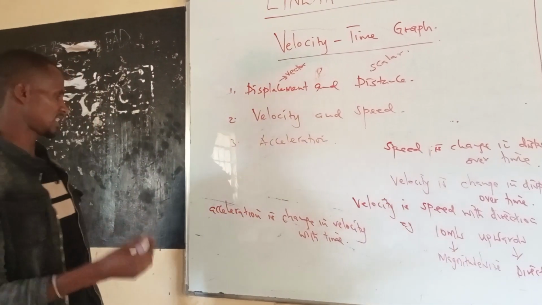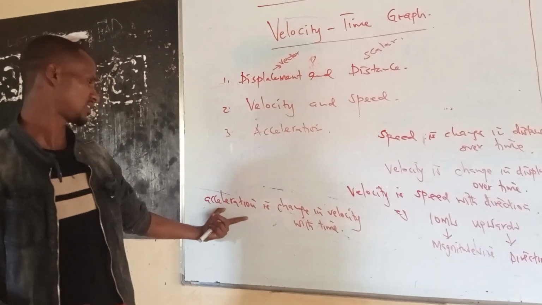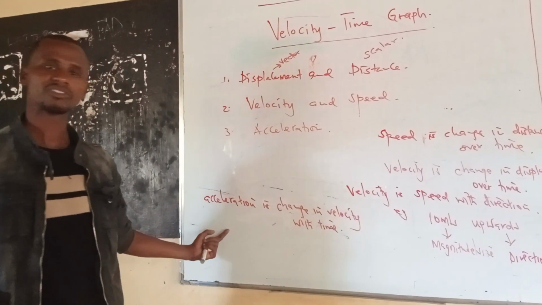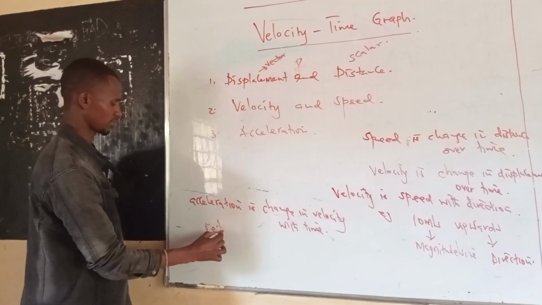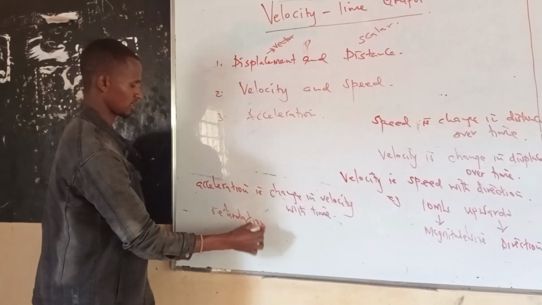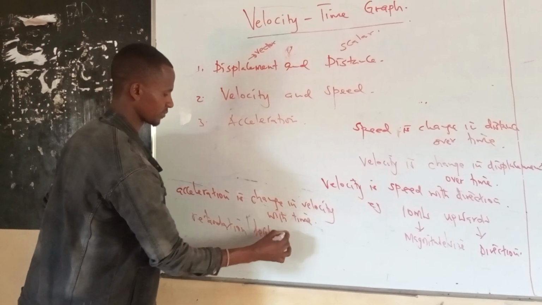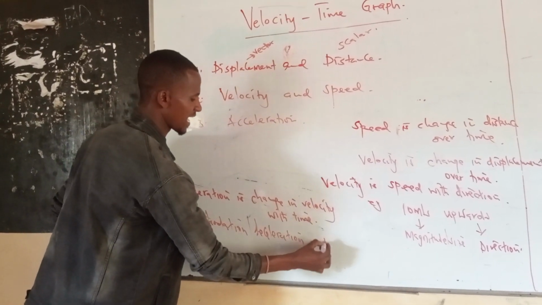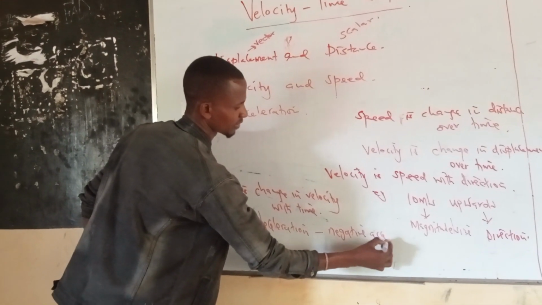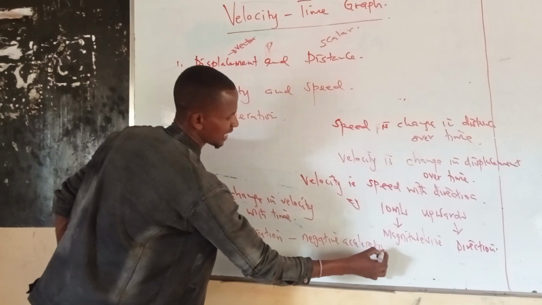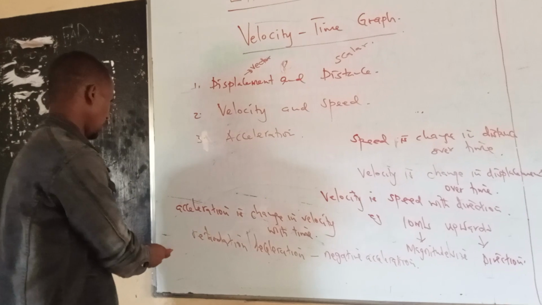If it is upward, then the acceleration is positive. It's normally taken to be positive. But if it is downward, the acceleration is taken to be negative, which is also referred to as retardation or deceleration. So this is a negative acceleration. It is called retardation or deceleration.